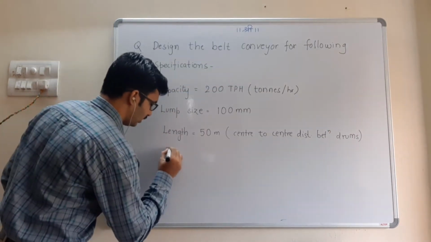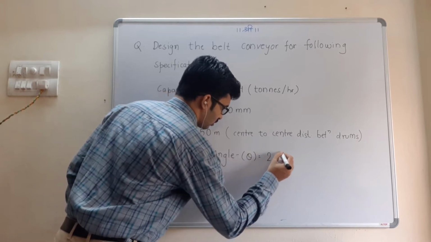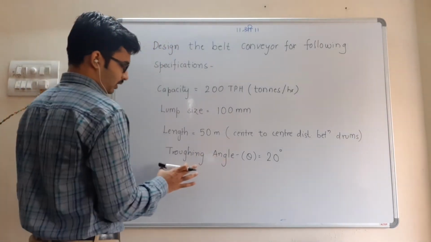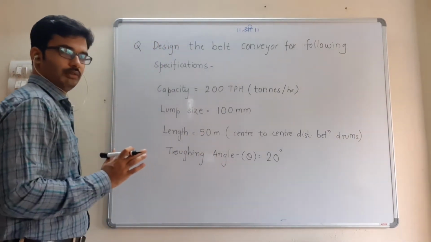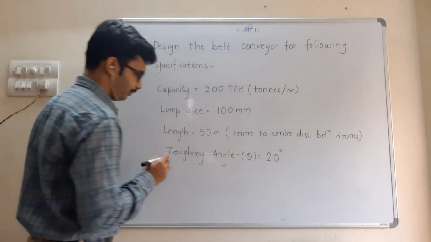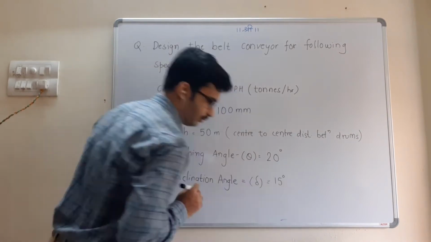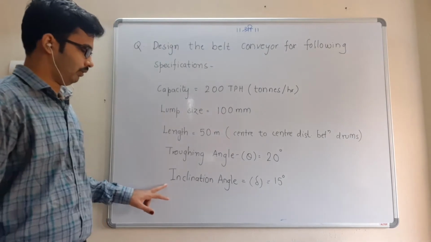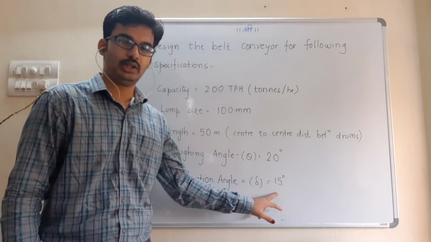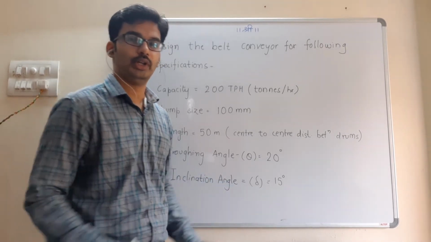Then troughing angle theta, 20 degree. Now sometimes this troughing angle is not given to you, so this troughing angle you have to assume as 20 degree only. And the inclination angle, which is given by delta, is 15 degree. Now even if this inclination angle is not given to you, you can refer to it from the PSG data book. You have to refer to the PSG data book, page 9.22.